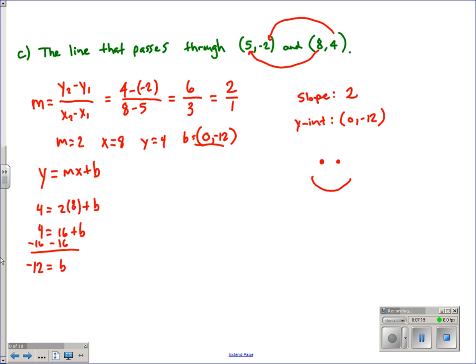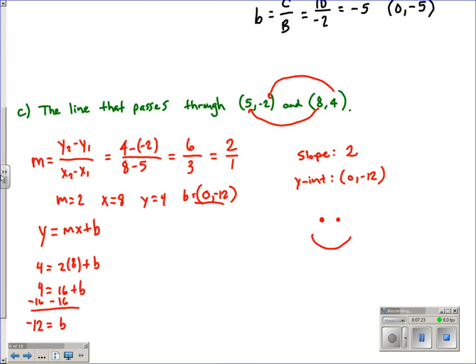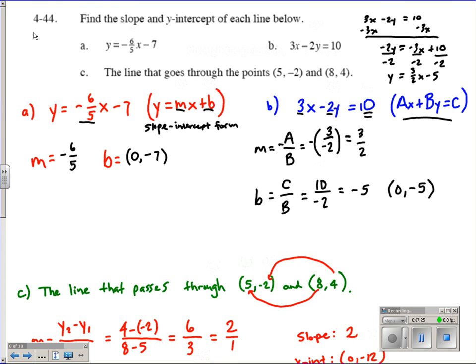This is problem 4-44. If you have questions, make sure you ask your teacher.